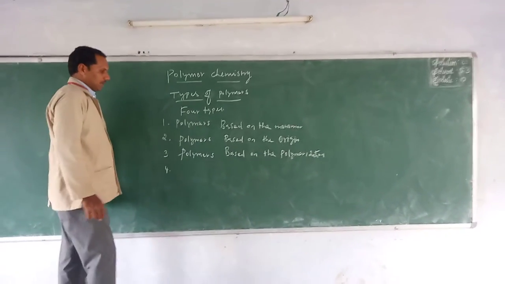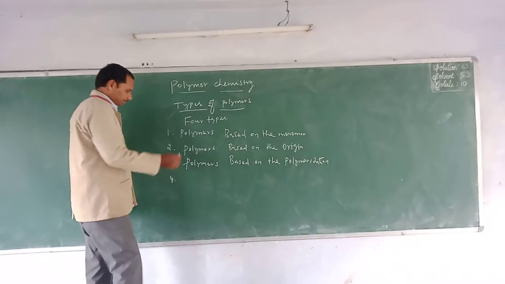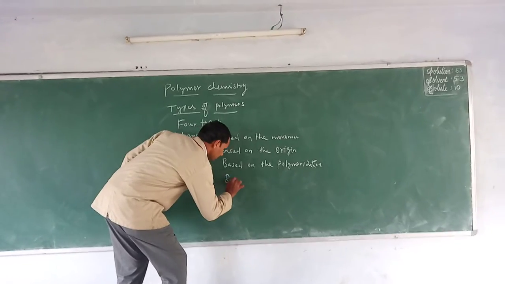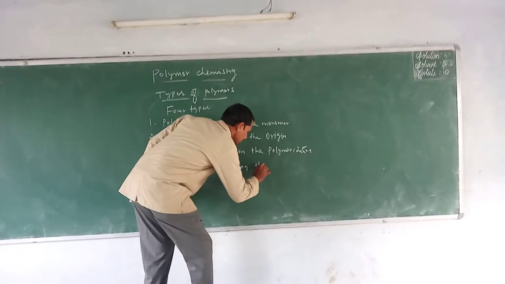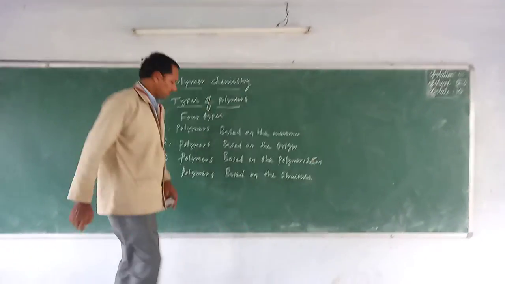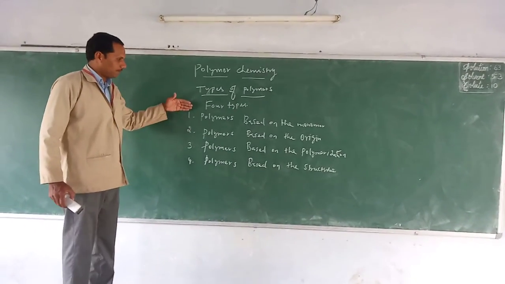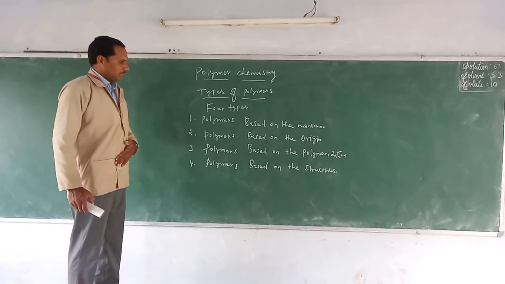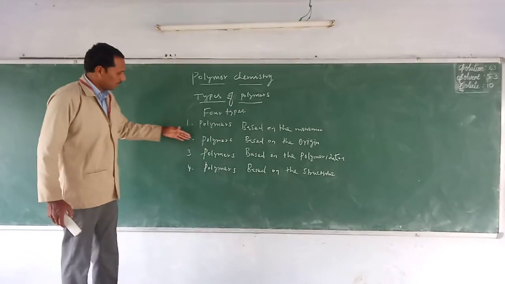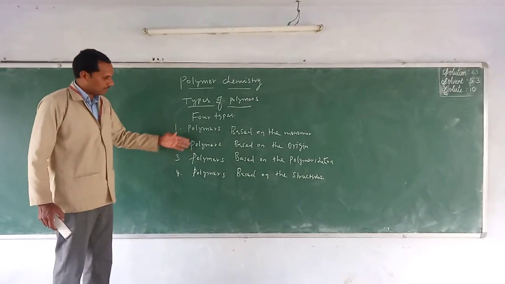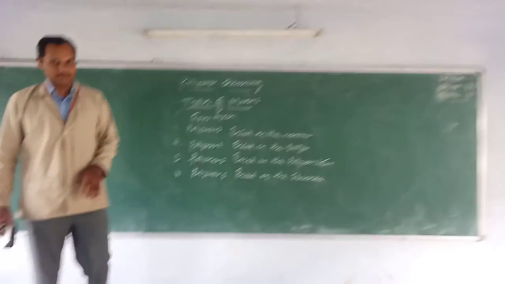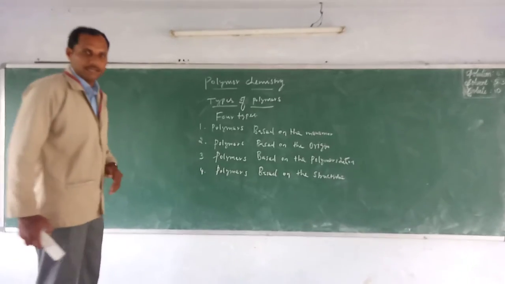The last one is polymers based on the structure. So there are four types of polymers. Polymers based on the monomers, which can be divided into several categories. Second, polymers based on the origin. Third, polymers based on the polymerization process. Fourth, polymers based on the structure. So these are the different types of polymers.